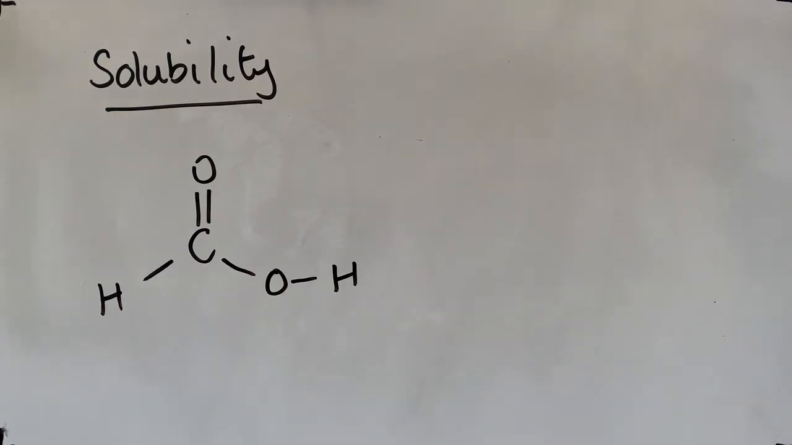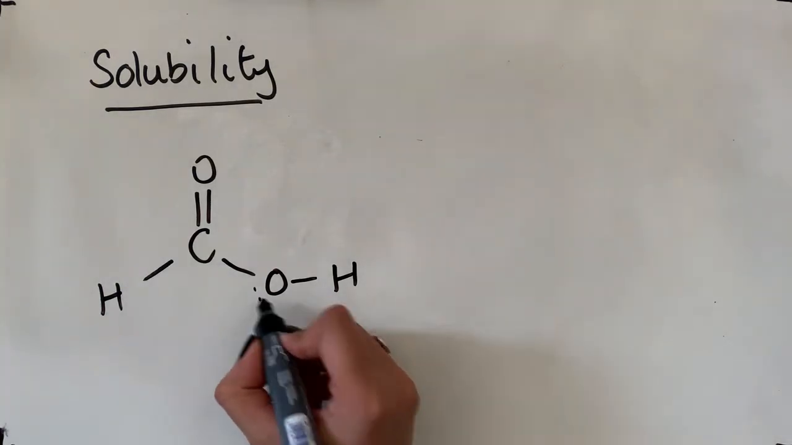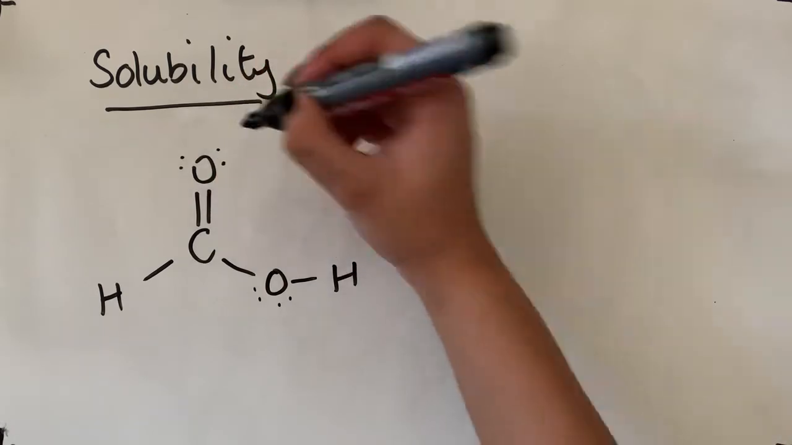Okay, so let's just draw our dipoles in. So remember, we've got lone pairs. I'm going to draw lone pairs in as well. We've got lone pairs on our oxygens like that.